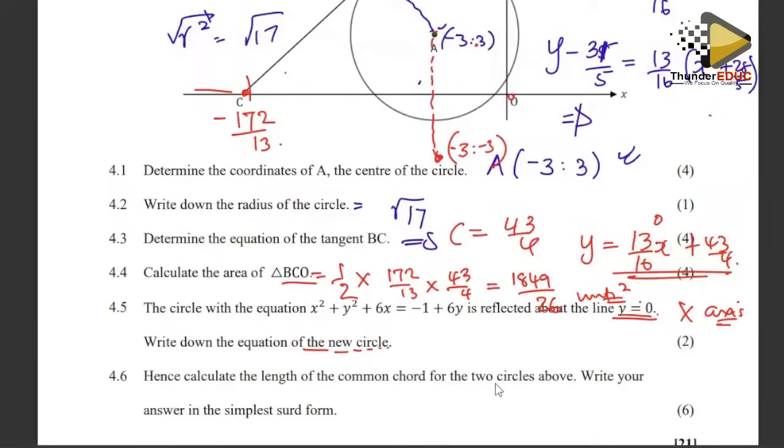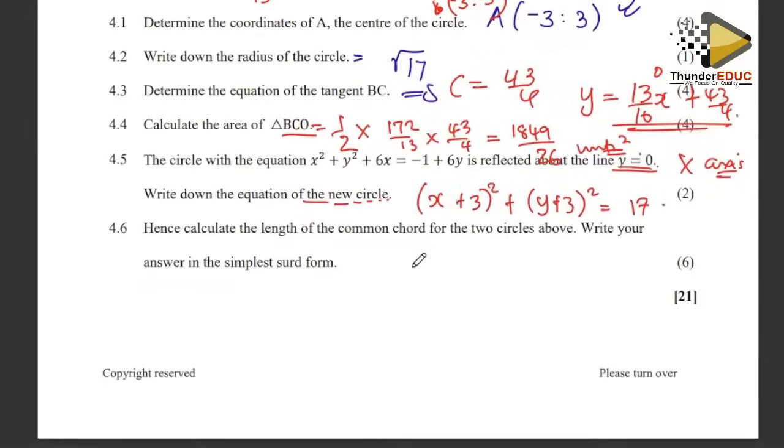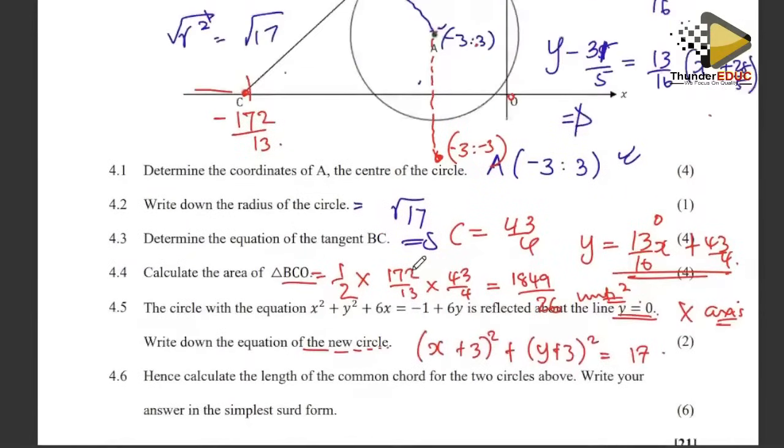Okay, so for the new equation, I prefer to write it in a simplified version. It's going to be x plus 3 squared, and then y plus 3 squared is equal to 17. Nothing else is going to change. That has to be the equation. And then hence, calculate the length of the common chord of the two circles. Write your answer in simplest form.